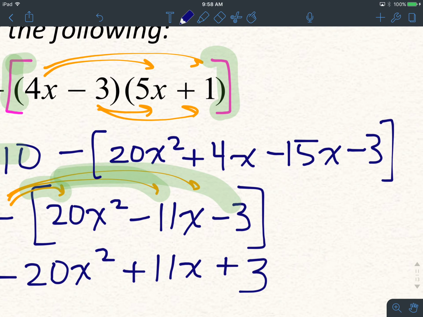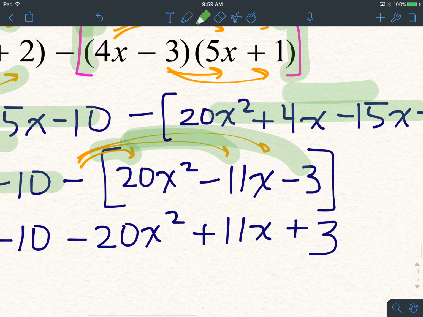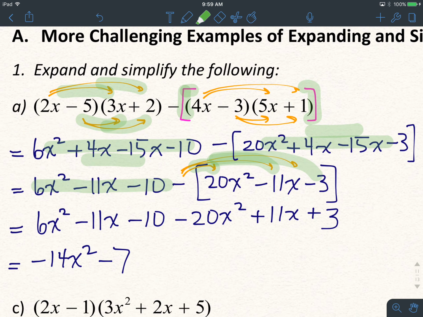So I'm going to put those square brackets back in because I think they're important. Having expanded it out, again, that's 4x times 5x, 4x times plus 1, negative 3 times 5x, and negative 3 times plus 1. You get this right here. We gather together the like terms, the plus 4x and the minus 15x, to give us our minus 11x. So now, we'll zoom out a little bit. We have our first binomial expanded out and simplified, and our second binomial expanded out and simplified.